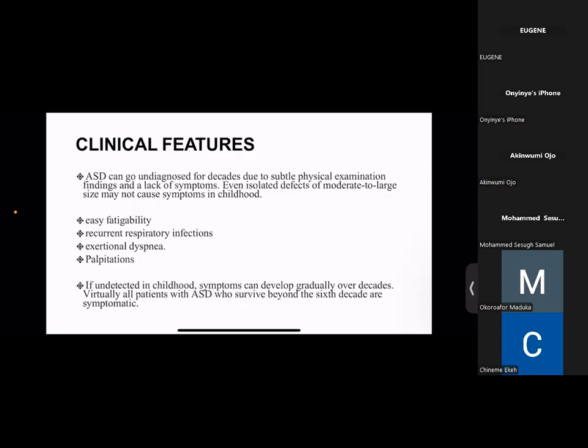Clinical features of ASD: most patients are asymptomatic, and this happens when there are small ASDs. But when ASDs are moderate to large, they may present with symptoms of easy fatigability, exertional dyspnea or palpitations. If undetected in childhood, symptoms may develop gradually over decades. And it's known that most patients with ASD who survive beyond the 6th decade are symptomatic.